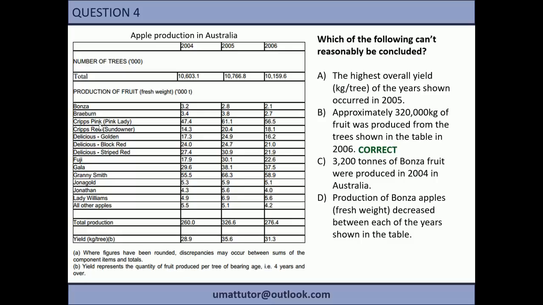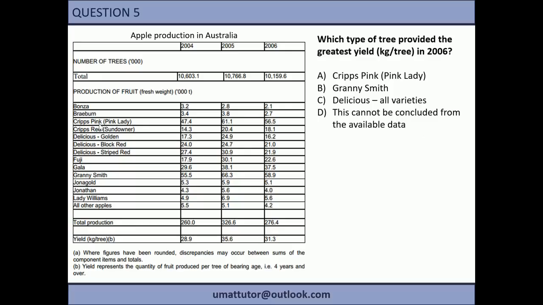We'll go now to question 5. It's the same table, but the new question is which type of tree provided the greatest yield in terms of kilograms per tree in 2006? So this goes back to what I was mentioning a minute ago about how the final line there, yield kilograms per tree, which after all is what we're interested in, is a bit tricky and a bit difficult to deduce because if you think about what it means, it's talking about how much each type of tree, in other words, each type of these different varieties of trees produced on average.